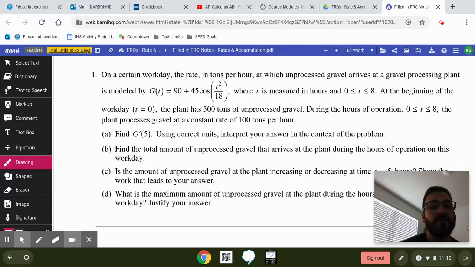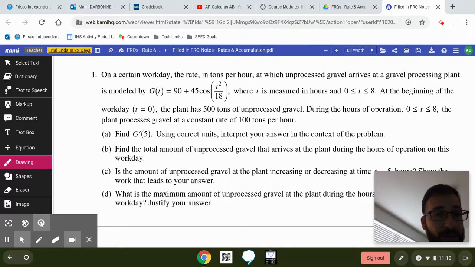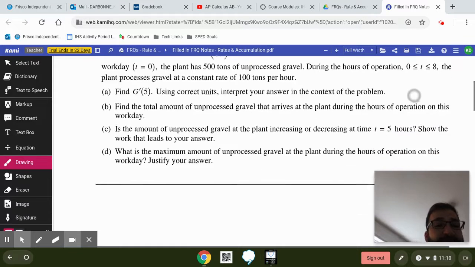All right, first and foremost, we want to find g prime of 5 using correct units. Interpret your answer in the context of this problem. All right, so we have g, we want to find g prime. So this is a calculator question, which means you can do this rather quickly in your calculator, but I'm going to show you how to do it by hand anyways. So I have to take g of t and I have to take my derivative.